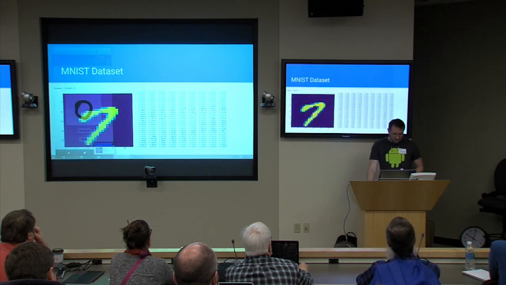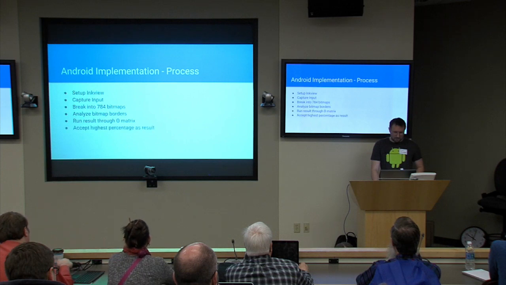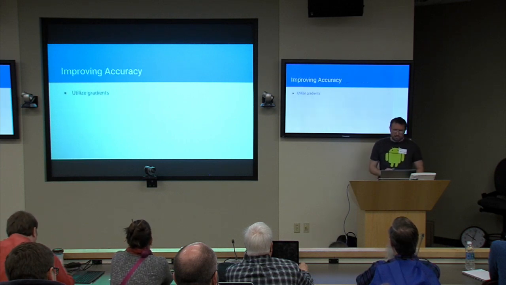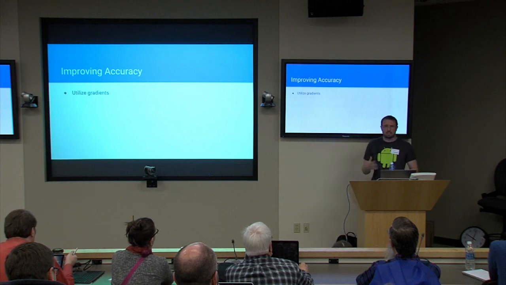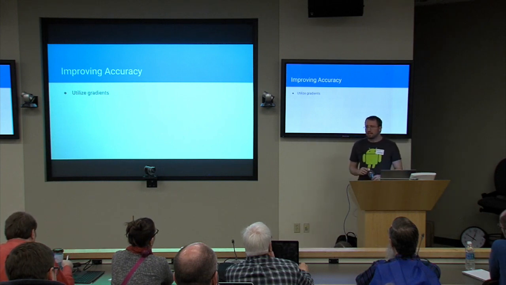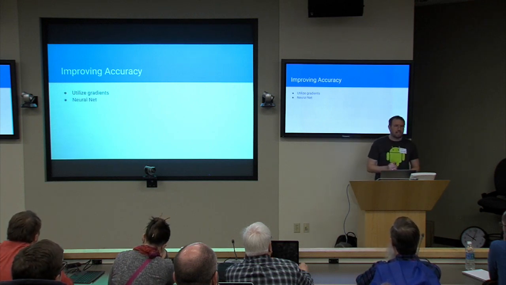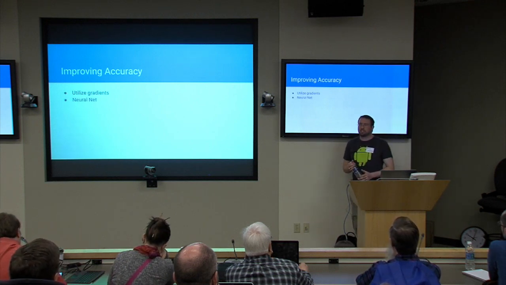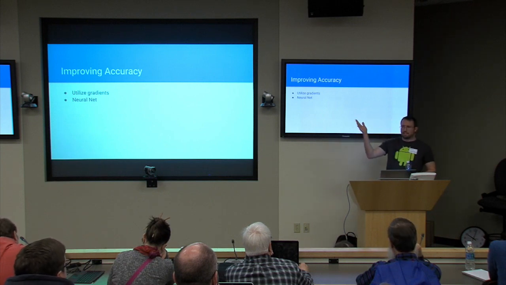So let's talk about ways to improve it, which we already kind of covered a little bit. We already talked about utilizing gradients or density values. The MNIST data set has those values. We just ignored them, but you could use them. You could use a neural net. We used a simple logistic regression calculation that is literally, let's fit a line to this curve.